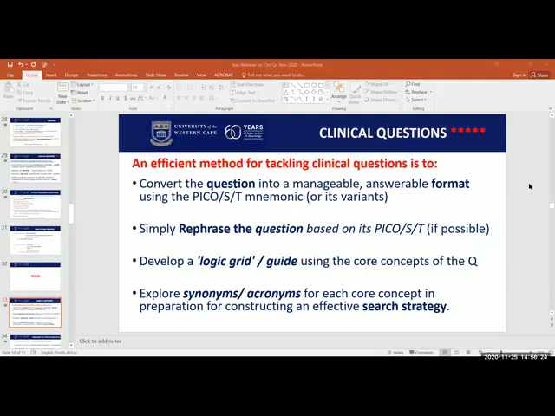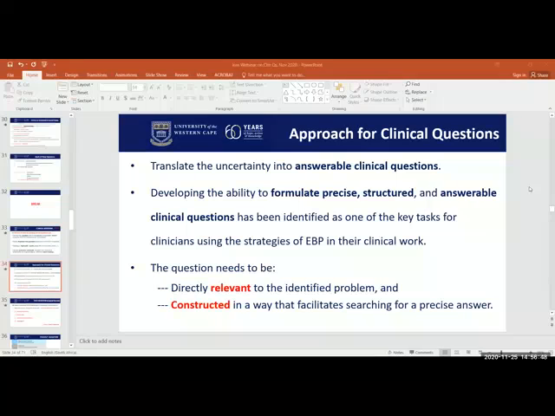I've given you PICO, PICOS, PICOT, or its variants, and there are different variants. I'll go through what that means, how to rephrase the question, and develop a guide for using the core concepts of the questions to effectively develop a search strategy to find proper and appropriate information. The approach for clinical questions is to translate the uncertainty into answerable clinical questions. Developing the ability to formulate precise, structured, answerable questions has been identified as one of the key tasks for clinicians using this evidence-based approach. The questions need to be relevant to the identified problem and constructed in such a way that they facilitate searching for a precise answer.